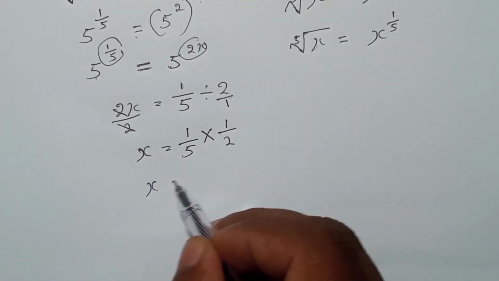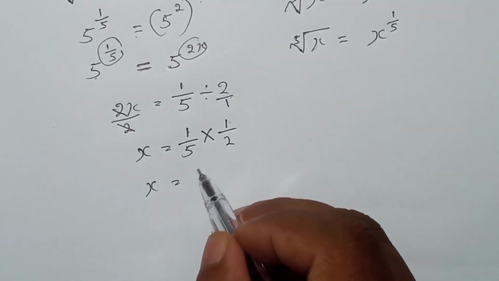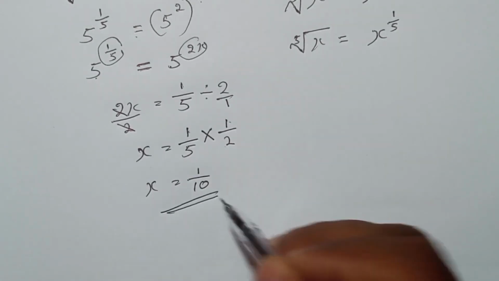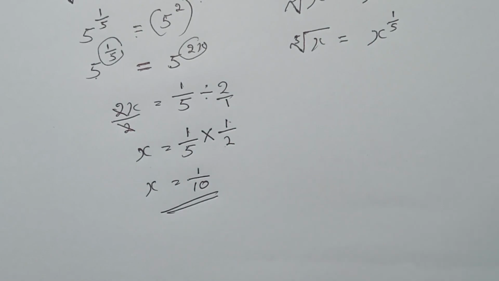So here will be 1 into 1 is 1, 5 into 2 is 10. So this is the final answer, x equals 1 over 10.